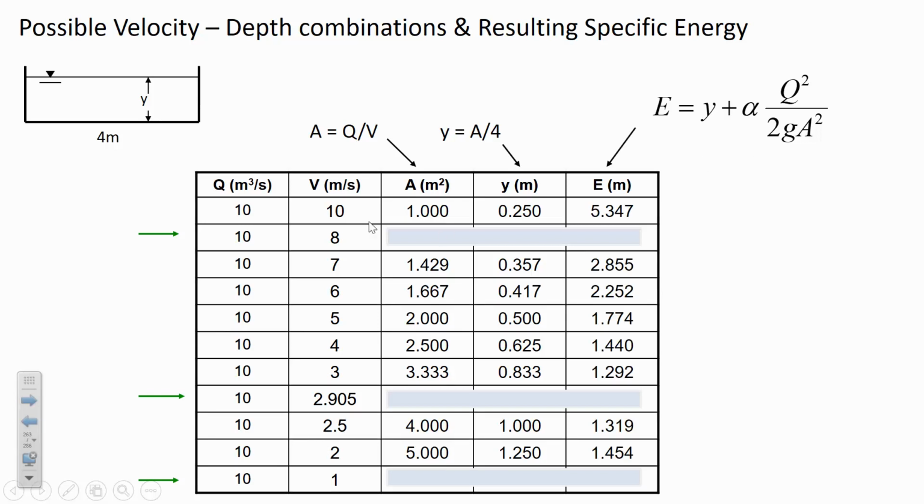All right, so I've done that for all of these, but I'd like you to try it out. For the sake of time, just do the top one. Calculate the cross-sectional area, the flow depth, and the specific energy if we have a velocity of 8 meters per second.